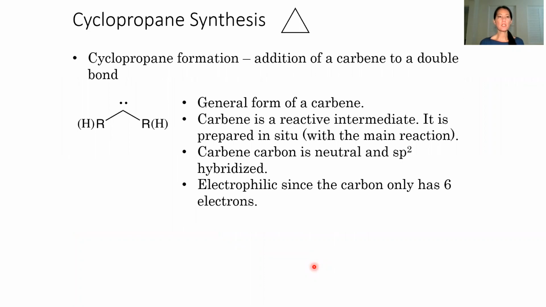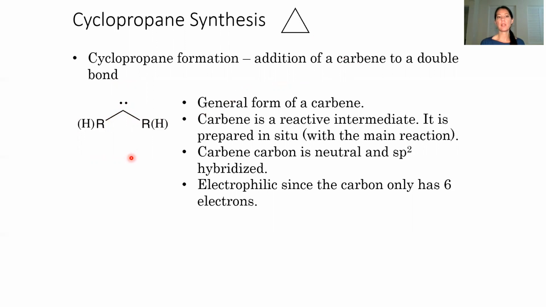So the first section is talking about cyclopropane synthesis. So here's our cyclopropane ring. And to synthesize that, what we use is a reagent that can generate what's called a carbene. So a carbene is a really special type of compound. It is a carbon that has a lone pair and two other groups.